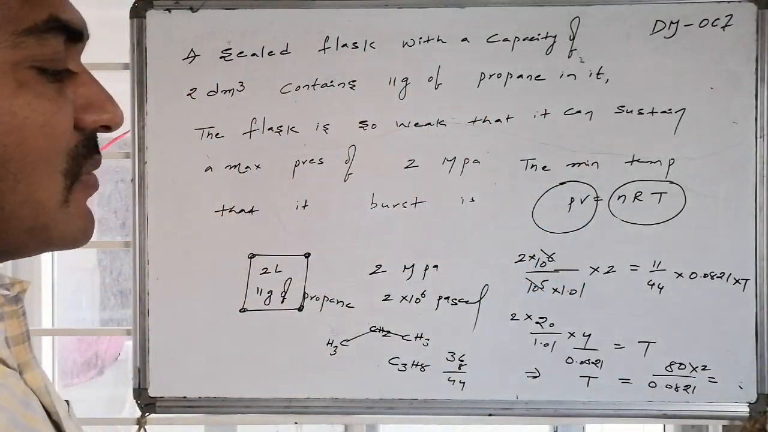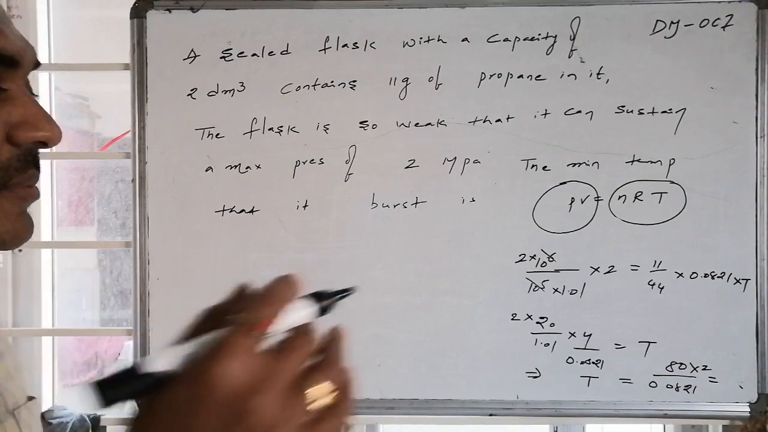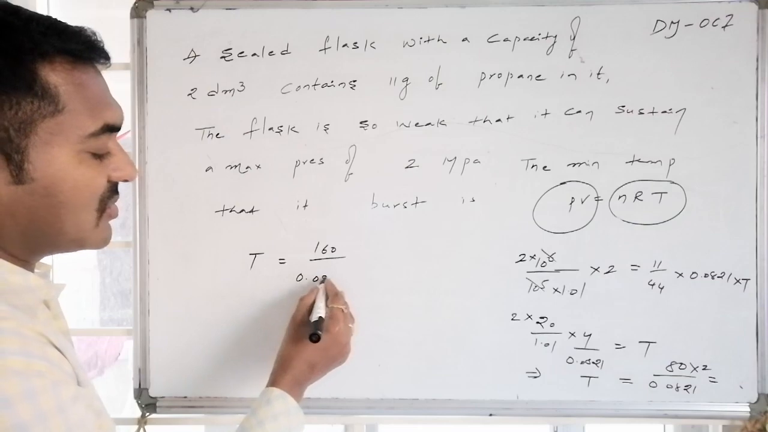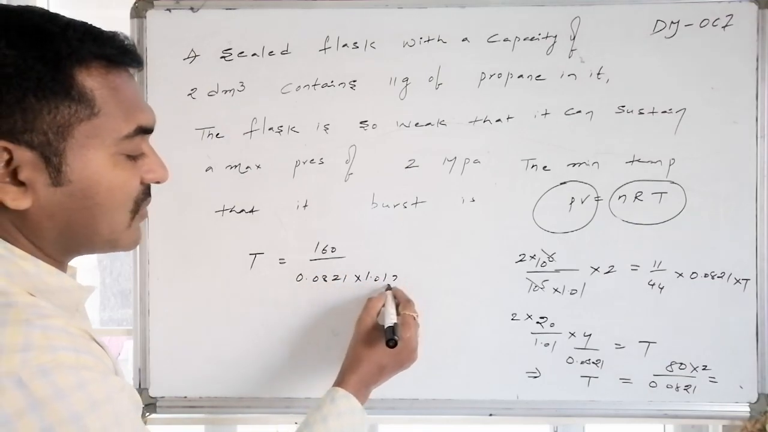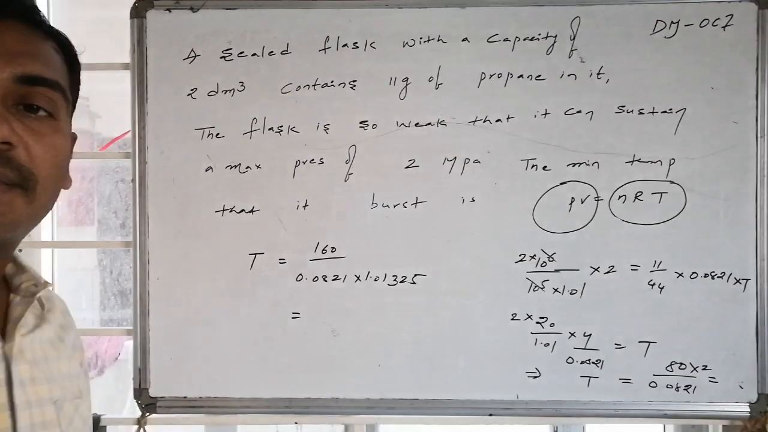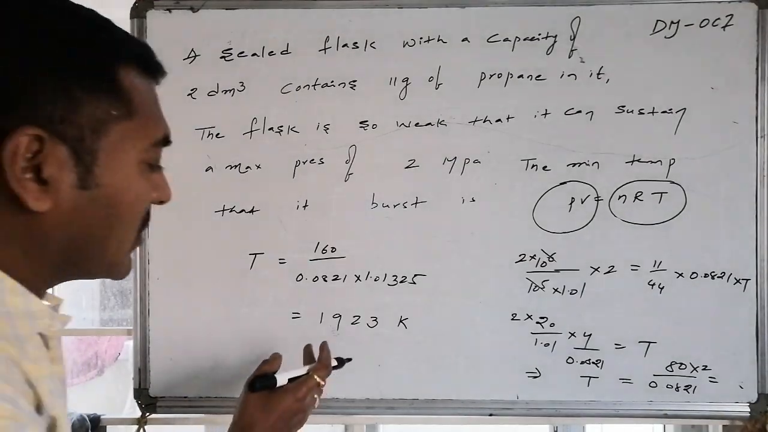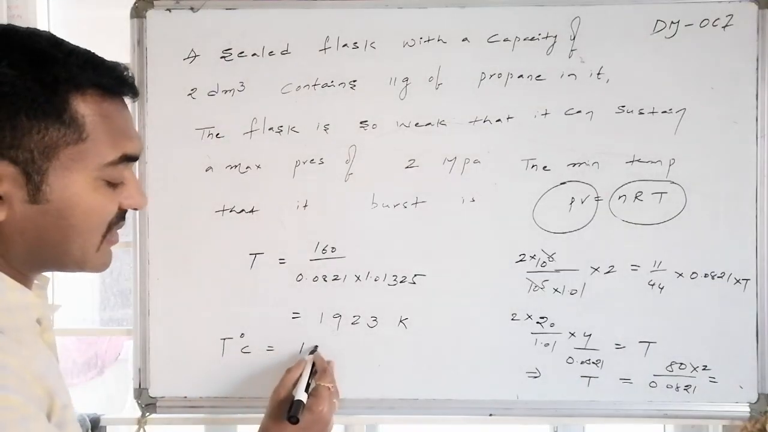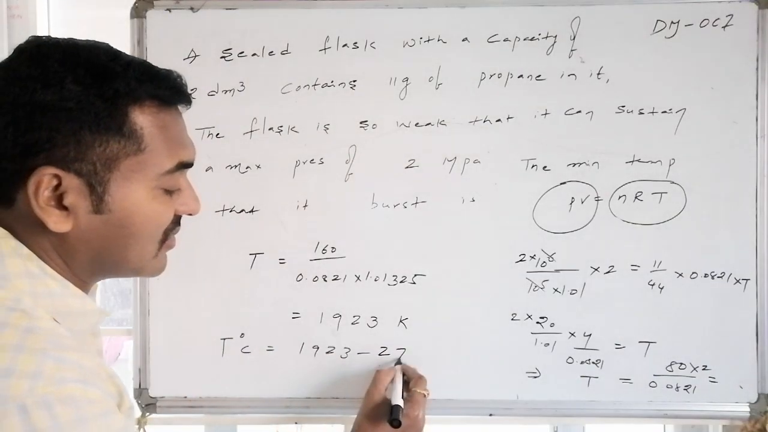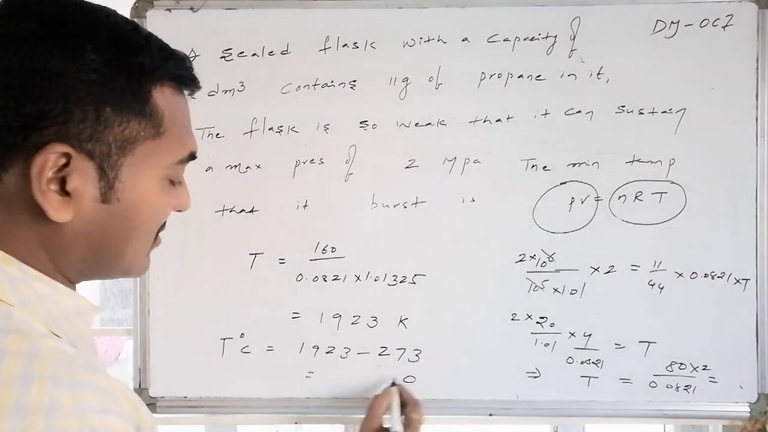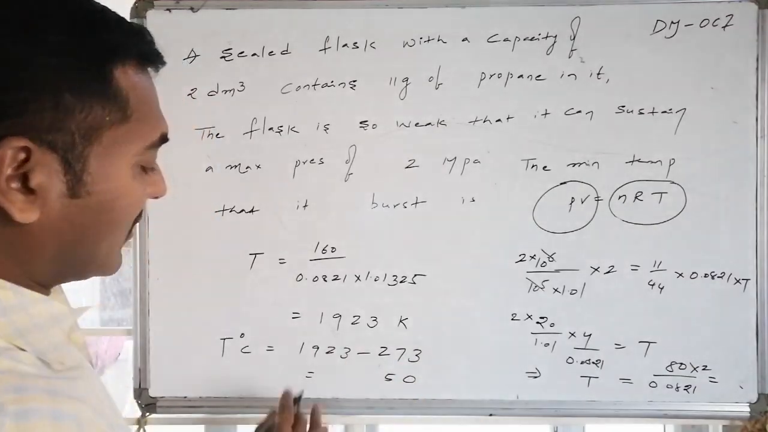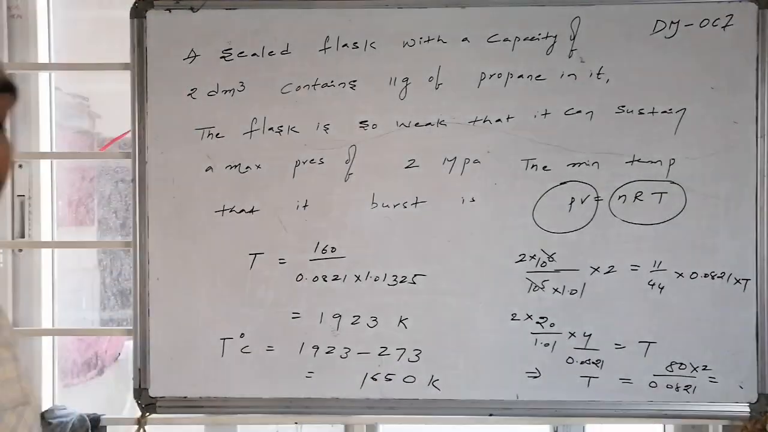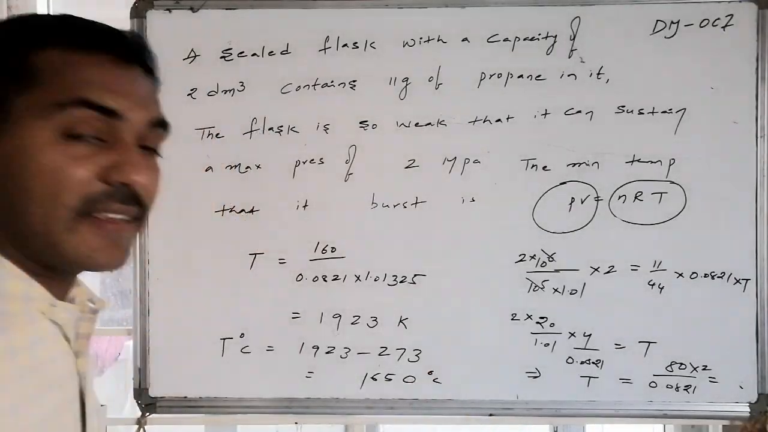So the minimum required temperature T becomes 160 divided by 0.0821 into 1.01325. This is found to be equal to 1923 Kelvin, and if I convert that into degrees centigrade, that becomes 1923 minus 273, approximately 650 Kelvin and 650 degree centigrade. This is 650 degree centigrade.